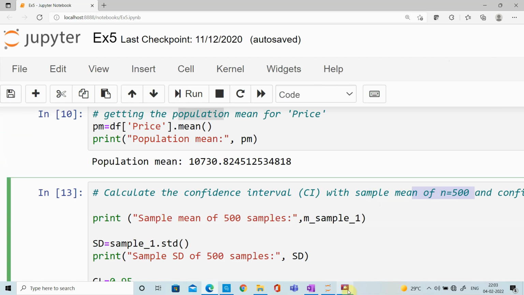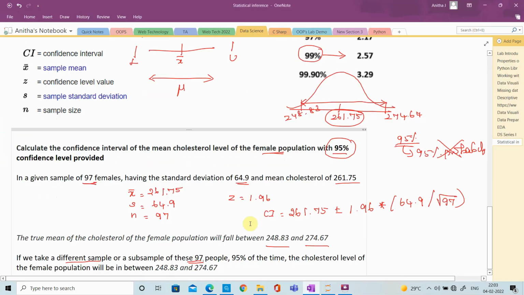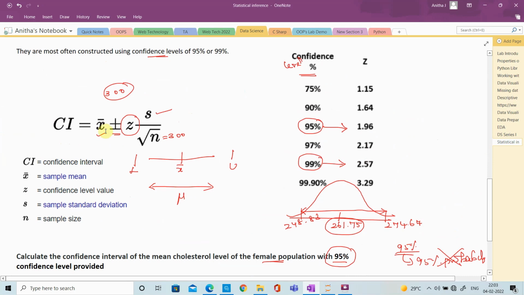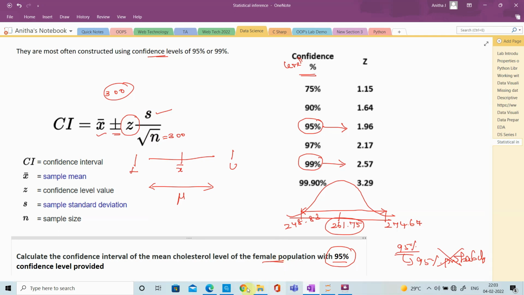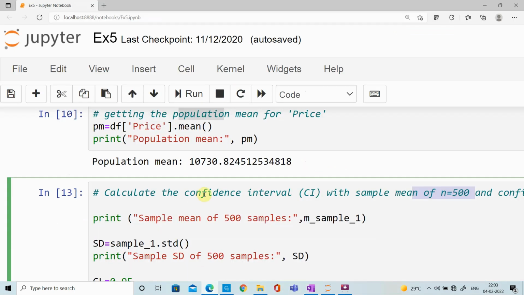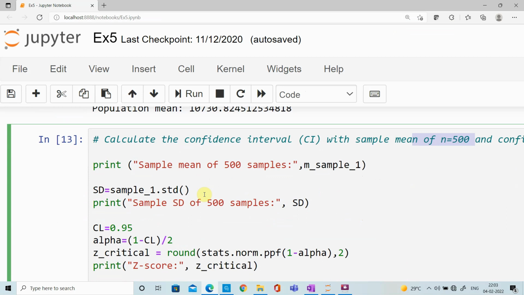Since you know the formula for the confidence interval, you need the sample mean for the 500 samples, and then you need the Z score. Here it is the 95% confidence level. Then you need to calculate the standard deviation for those 500 samples, and the number of samples you are going to use is 500. So everything is ready, and you need to use your Python functions to calculate all those values.